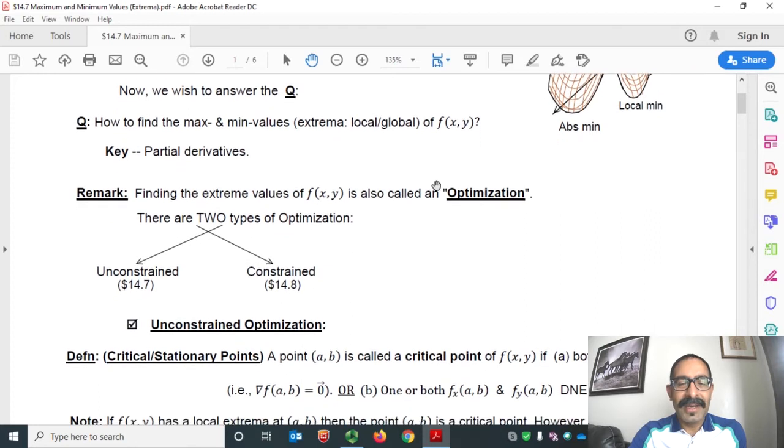Quick remark, finding the extreme values of f of x, y is also called optimization. There are two types of optimization. Unconstrained optimization we cover in this section. In the next section we will cover constrained optimization. So let's begin the unconstrained optimization.